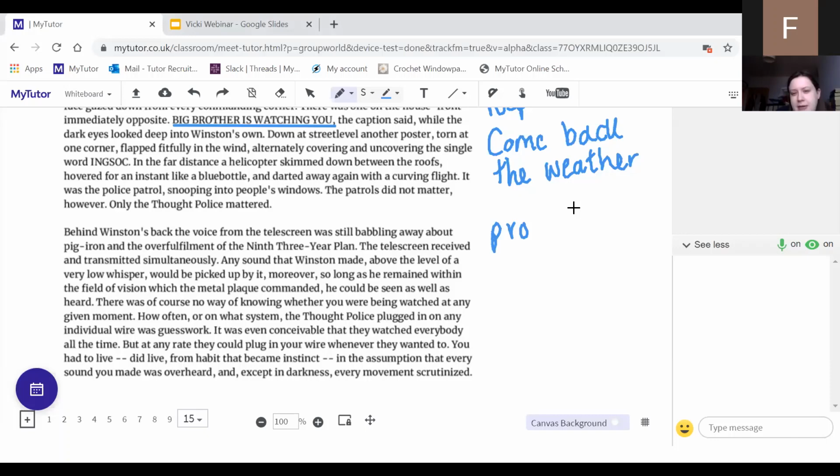So we've come back to this idea of pig iron. So there seems to be quite a lot of propaganda going on here. So can anyone tell me what propaganda is? And whilst you're doing that, our focus is being watched, definitely so far, and it goes into talking about the thought police.